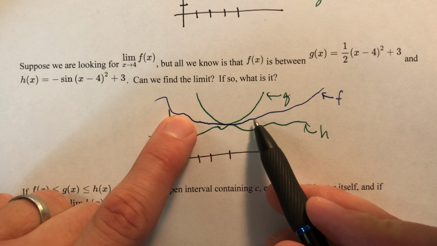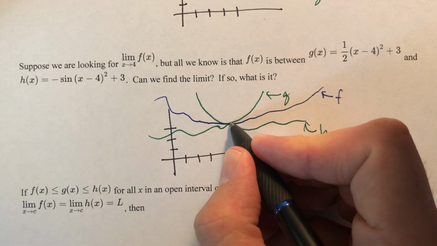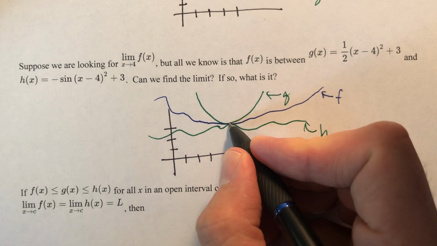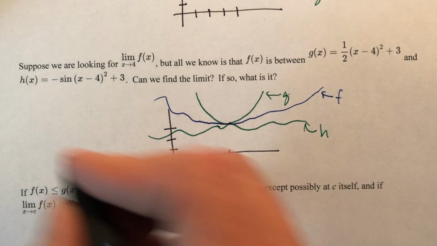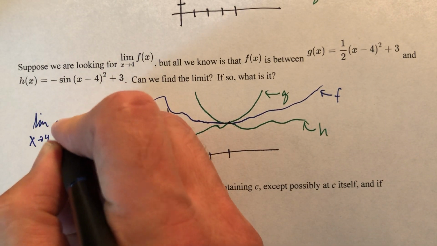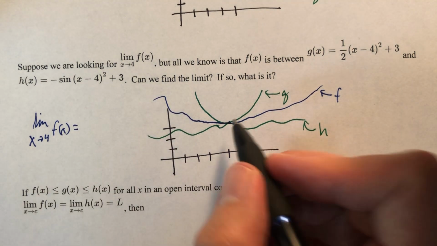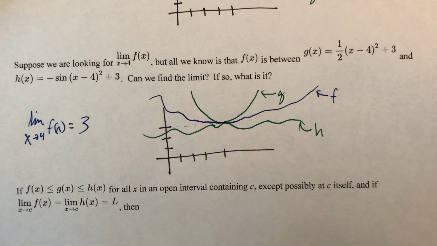Do I know it? Yes, I do, because f is between, or equal in this case, between f and g, and so therefore the limit as x approaches 4 of f of x is equal to this actual value, which was 3. Okay, here we go.